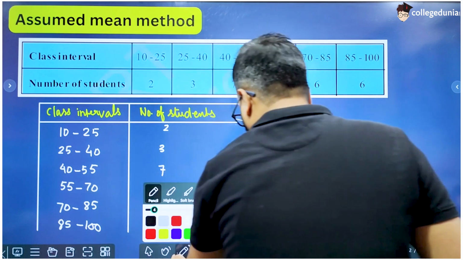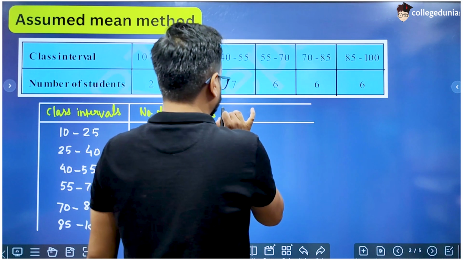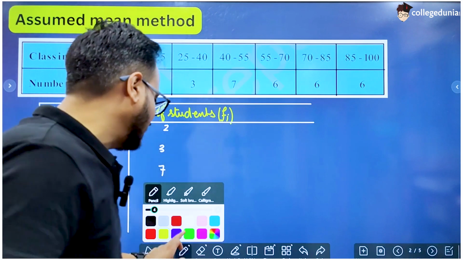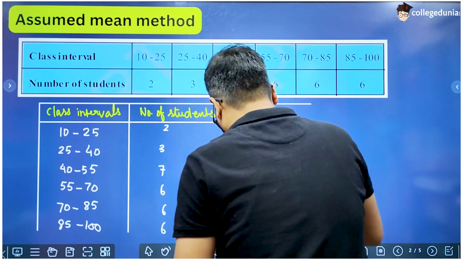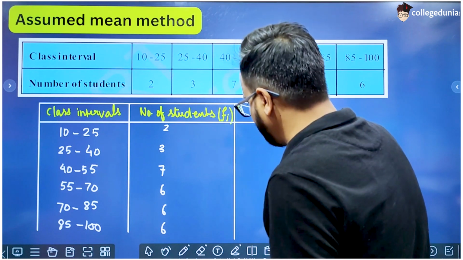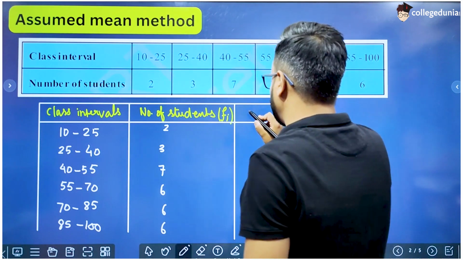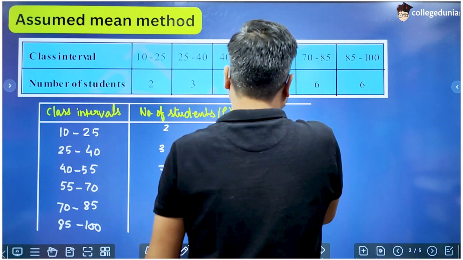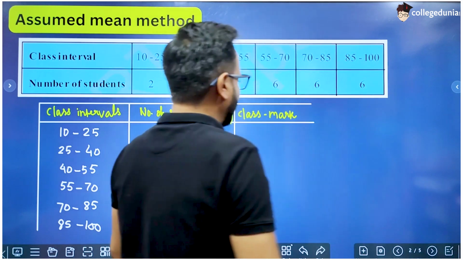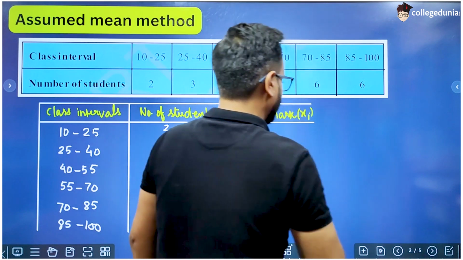This is nothing but the frequency. The number of values which lie in a particular range in data is called frequency. So this is fi. Now we will find the class mark. When the class intervals are given, the class mark is nothing but the midpoint of the interval, and we consider that value for that particular range. All these terms were in class 9th also, class 10th also. Class mark means the value, and we will represent it by xi.